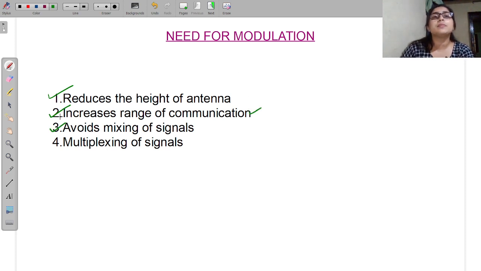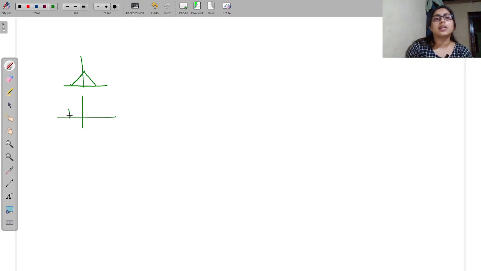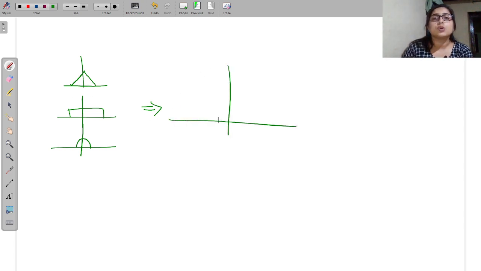Next is, it avoids mixing of signals. Normally all the signals will be from around 20 hertz to 20 kilohertz, which means the frequency spectrum will be superimposing. I will show you. Suppose this is like this, the next signal I'm going to get like this, and the next like this. When all these signals are together, they will be mixing, so you may get something like this.